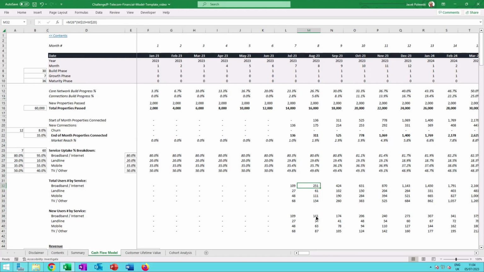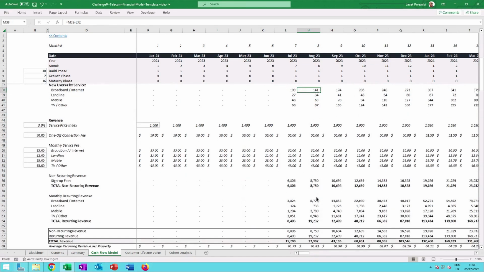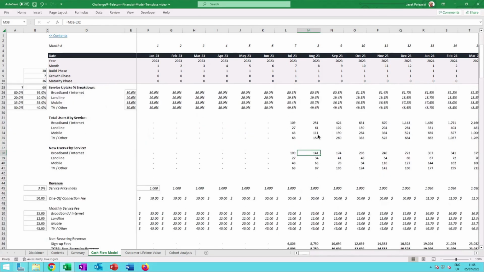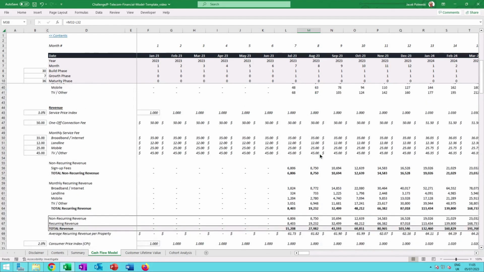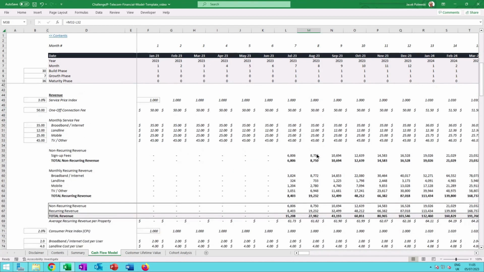And then that also allows you to calculate the number of new users by a given service offering, which then leads us to calculations of revenues. So the way the revenue is calculated, once you have those drivers already listed here above, so the number of connections and also the number of users that take up different services that you offer, you can then quite easily calculate revenues and then direct cost.